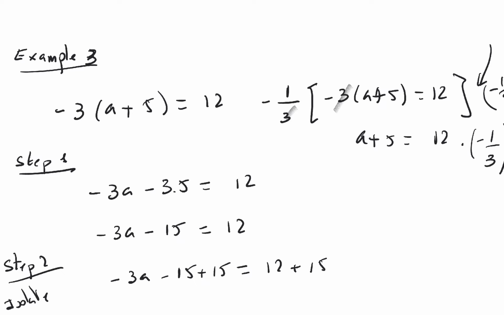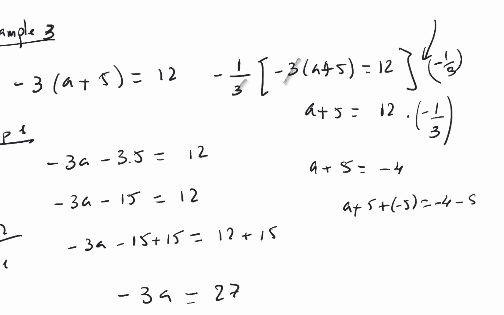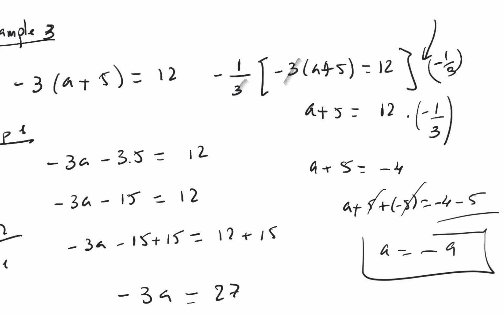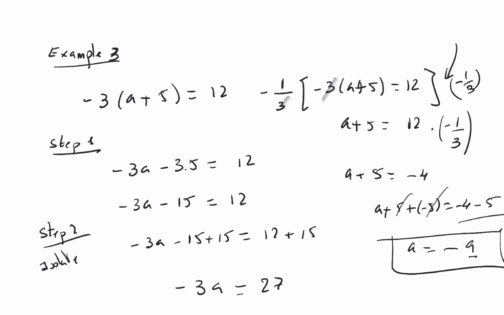So 12 divided by 3 is 4. So a plus 5 equal -4. So I add -5 on both sides of the equation. If I add -5 on both sides of the equation, this will cancel with this, and a will be minus 9. So this is the solution. A equal minus 9. And now we need to check the last part.